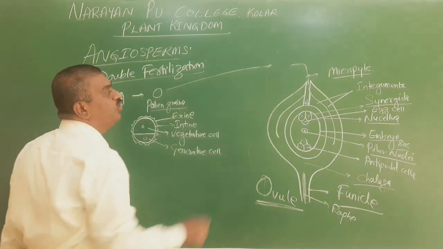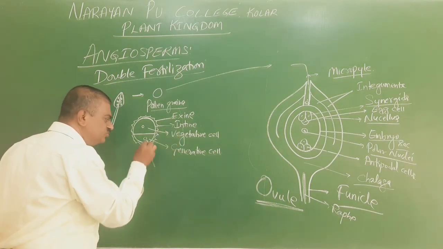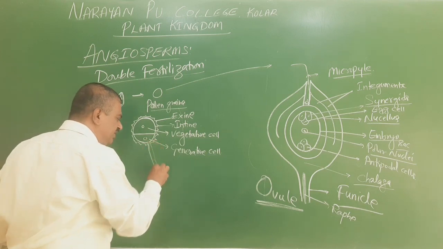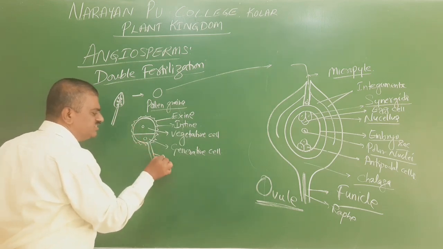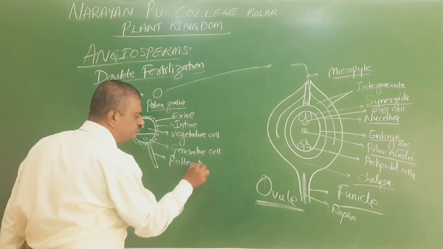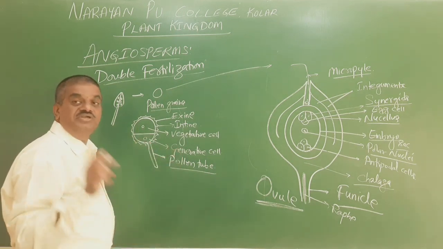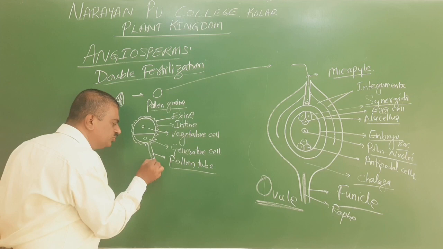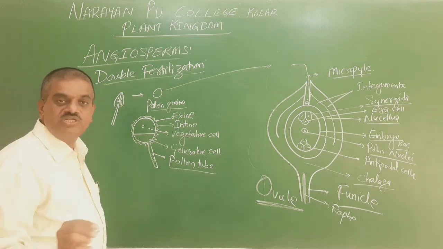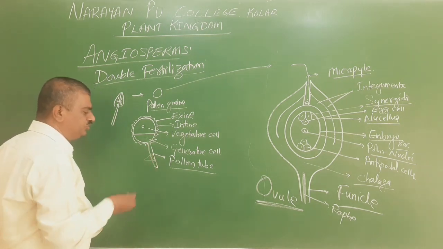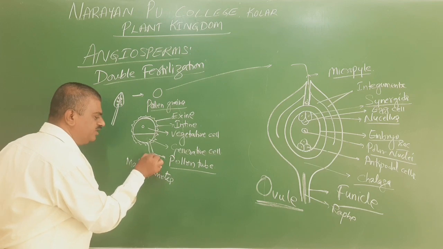When they fall on the pollen chamber near the micropyle, from the intine they produce a tube-like structure. They start germinating to produce a tube-like structure from the intine, and this is called the pollen tube. The generative cell nucleus divides mitotically to produce two male gametes.